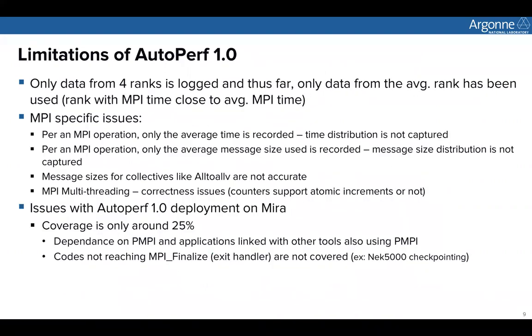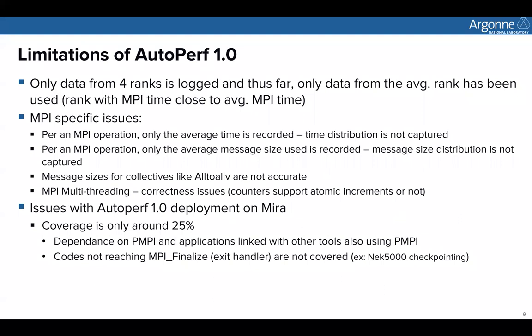Yeah, these limitations are like, we are getting the data from just the four ranks. And for the analysis also, we were just using the data from the average rank. We tried to see if we can get some idea of the load imbalance by comparing the data from the rank with maximum MPI time, the minimum MPI time, and the average MPI time, and that effort was not so fruitful. I think for the load imbalance, we need some more statistics. Nevertheless, we just use the average rank, but that will not give the complete picture of what the application MPI time actually is.